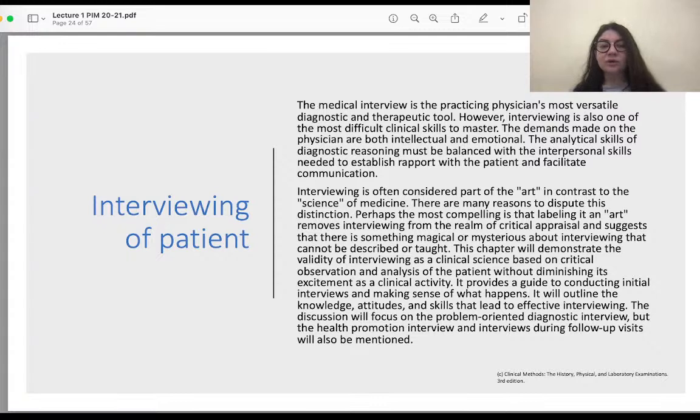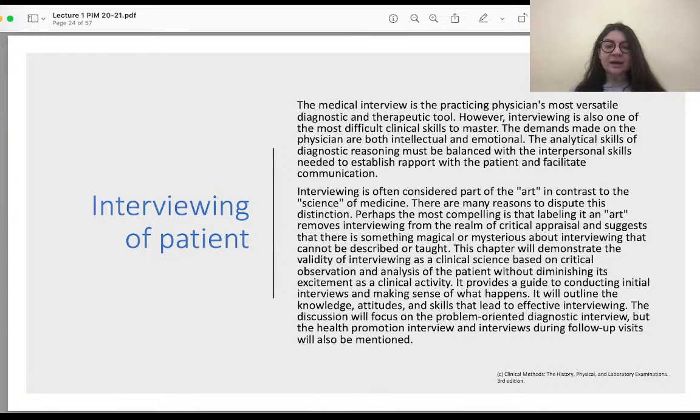Interviewing is often considered part of the art in contrast to the science of medicine. There are many reasons to dispute this distinction. Perhaps the most compelling is that labeling it an art removes interviewing from the realm of critical appraisal and suggests that there is something magical or mysterious about interviewing that can't be described or taught. This chapter will demonstrate the validity of interviewing as a clinical science based on critical observation and analysis of the patient without diminishing its excitement and clinical activity.